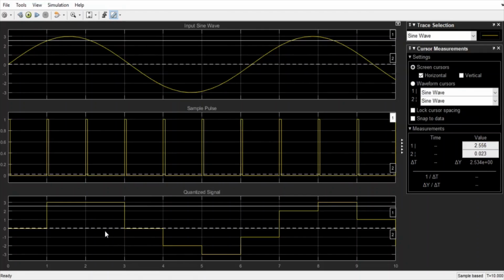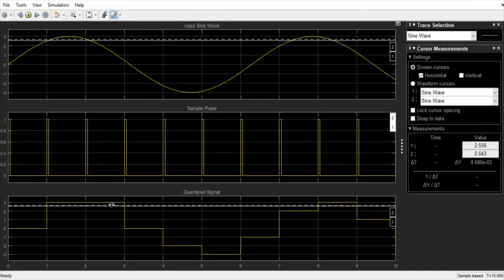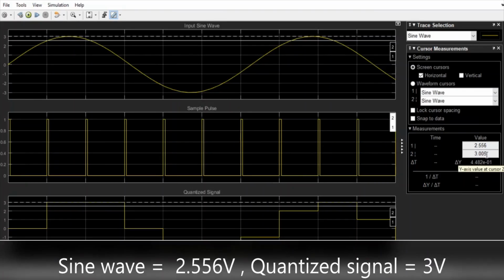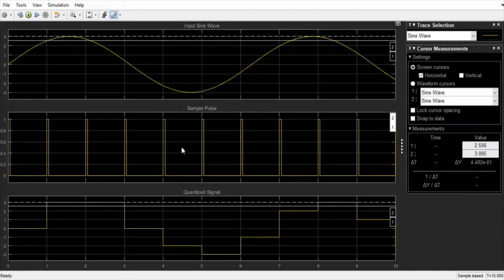And then for the second pulse, for the quantized signal, just move this second cursor up to the second pulse of the quantized signal. So you will get 3.005. As I told you before, you just write down the discrete value here, which is equal to 3. Repeat the same process for the other pulses.